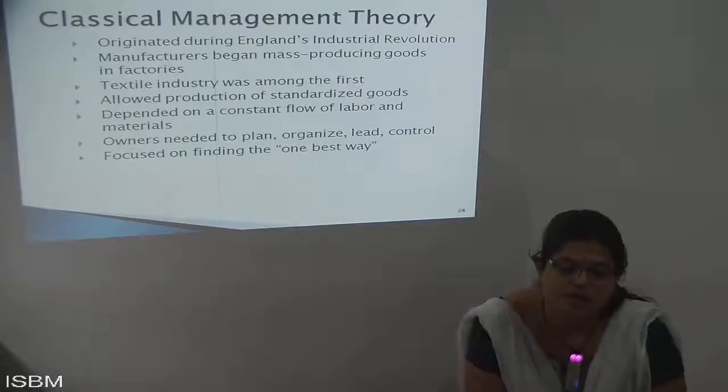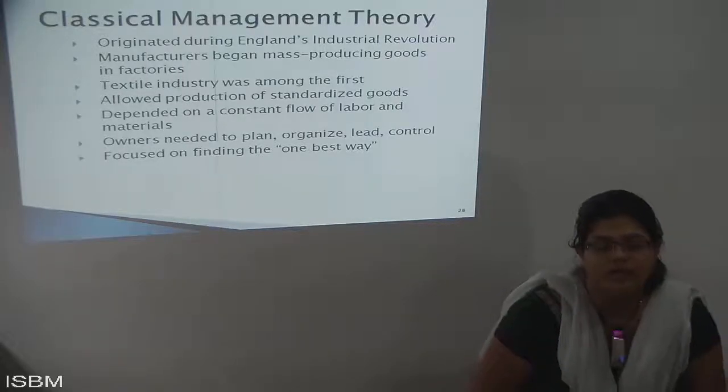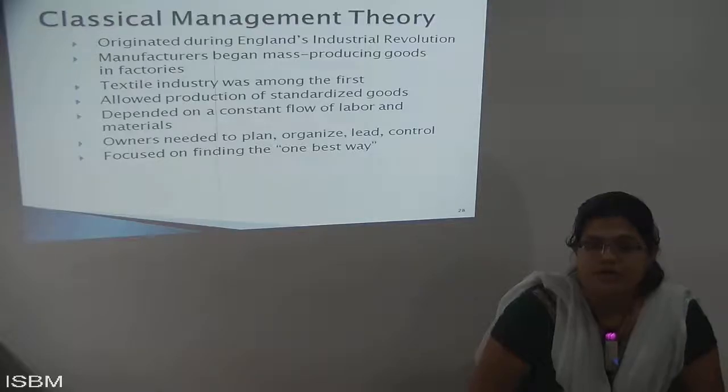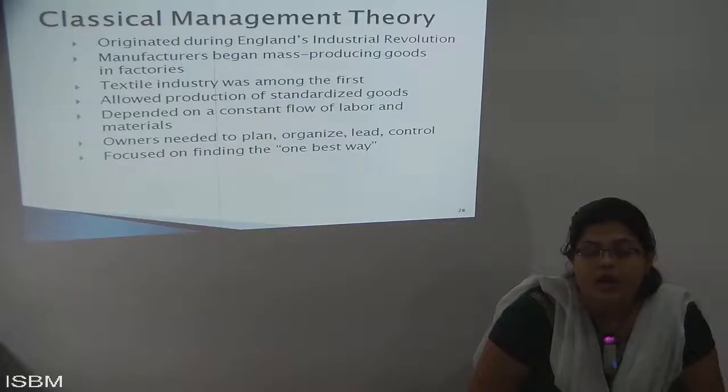So here they have given a clear-cut explanation of how to get the best way. The one best way is what classical management theory is about. Industries had started, and with industries the labor was more, the people were more, the employees were more in the organization. With the help of this they were getting good manufacturing output, and at that time people were turning out textile clothes and good products.